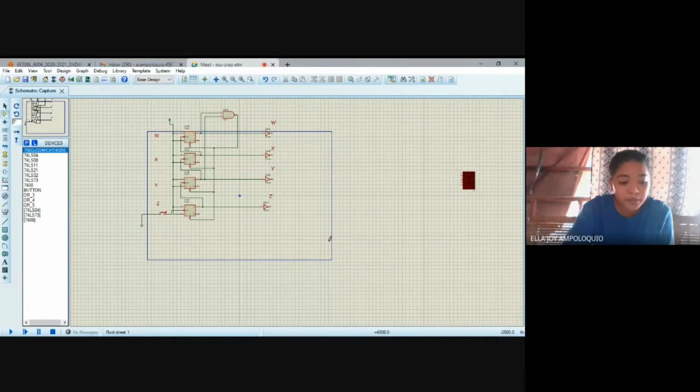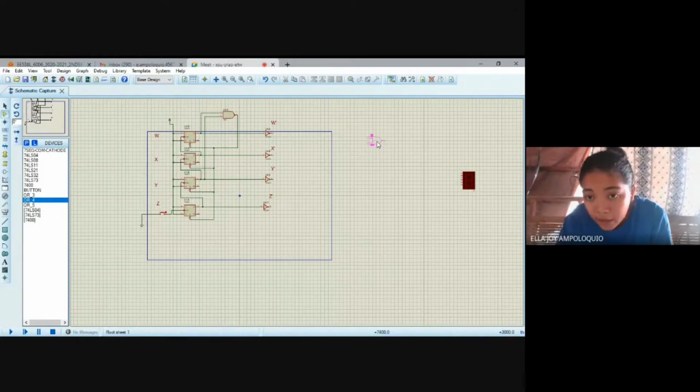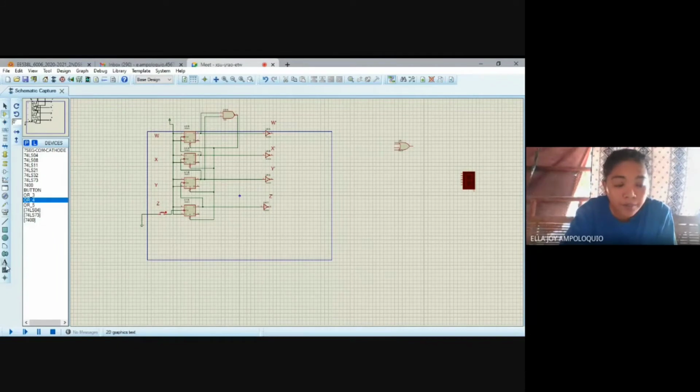Now, since the first equation is A, and it has 4 different AND gates, I will use an OR gate with 4 inputs, so that I will only use one OR gate. Then here I will put that and put a label of A.